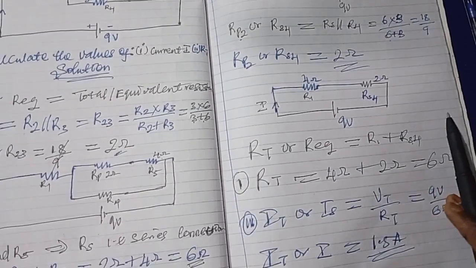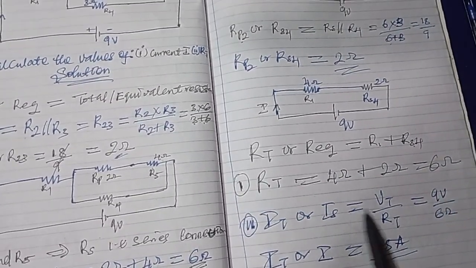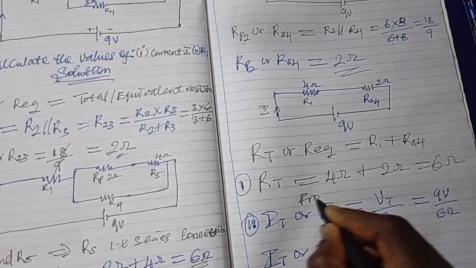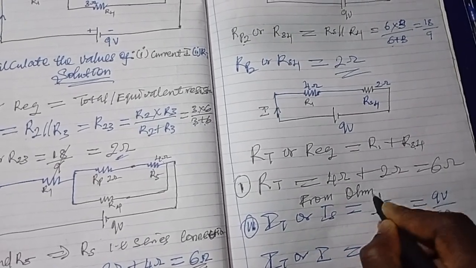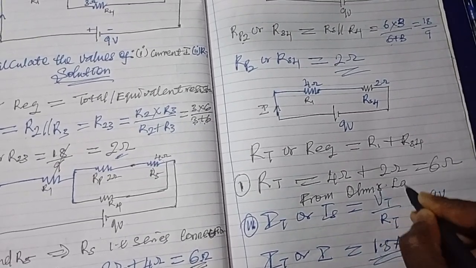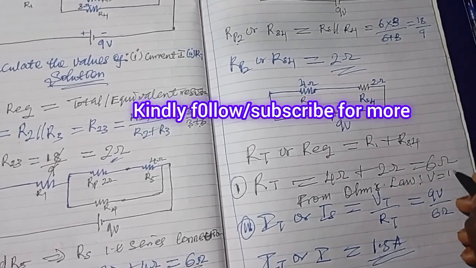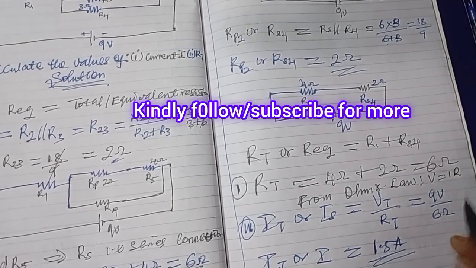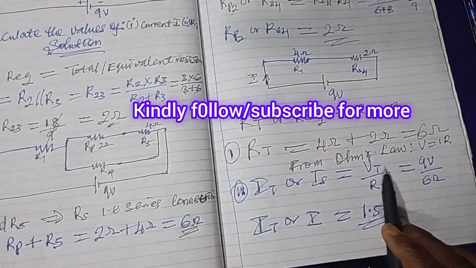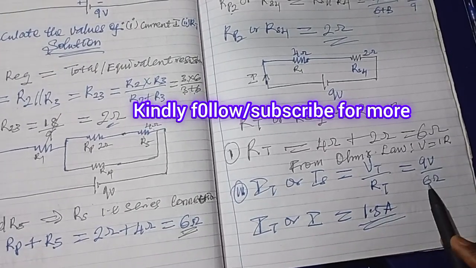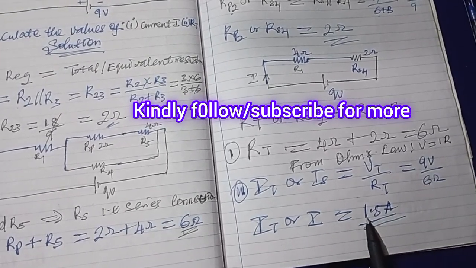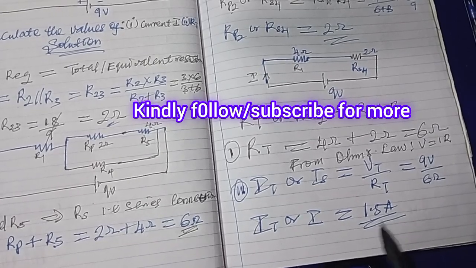Use it from Ohm's law, okay? From Ohm's law, which is V equals IR. Is that not? Good. V equals IR. Then to find I, you have VT divided by R, which is 9 divided by 6. So you have I or IT is 1.5 amperes.